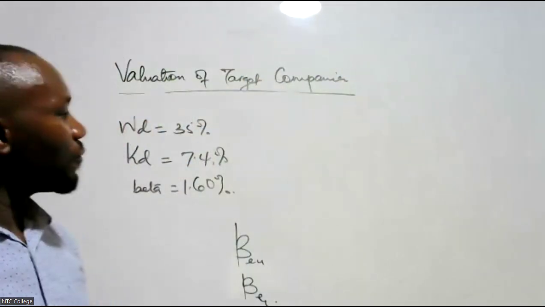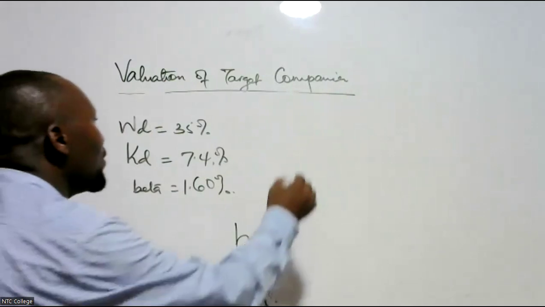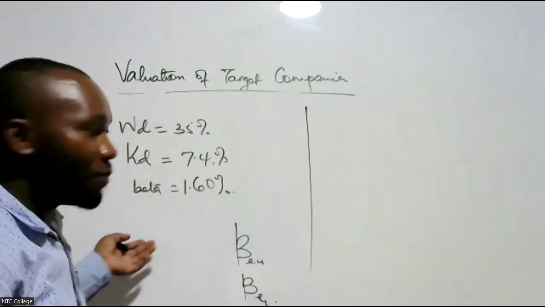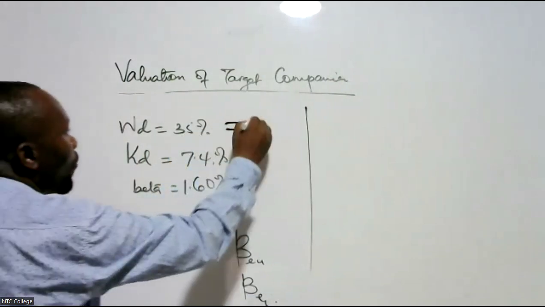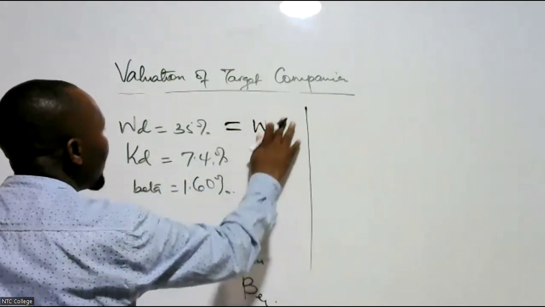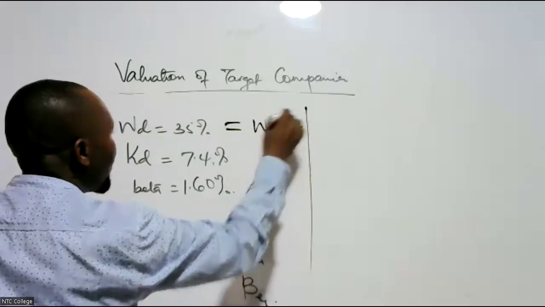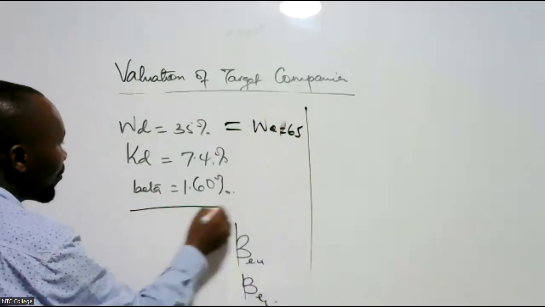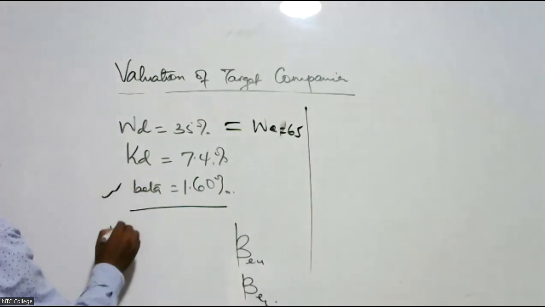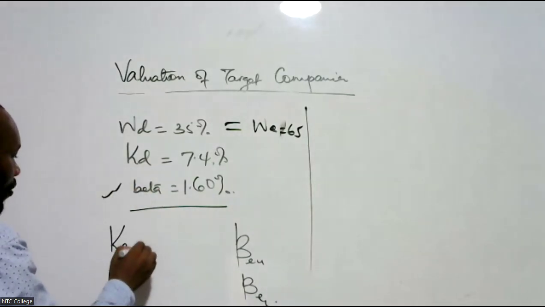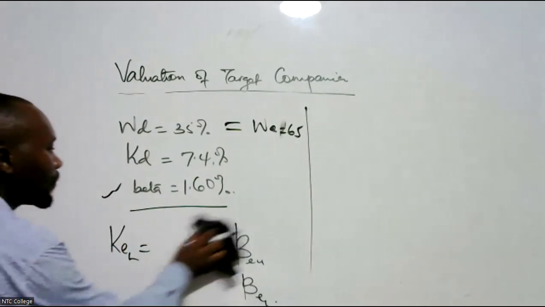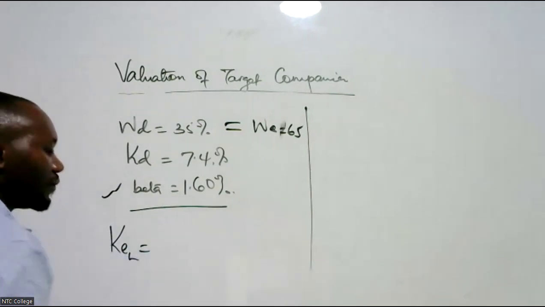So with this kind of information, this guy is trying to tell you that now we can easily get WACC, right? Because we know the weight of equity can now be the opposite of this. That is how much? 65. And with beta, you can look for information as we proceed and get the KE.